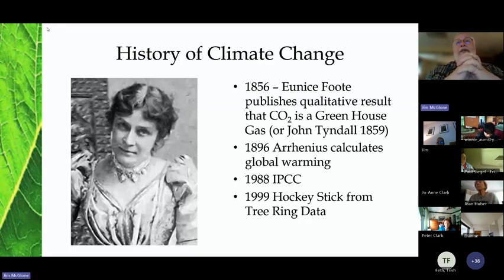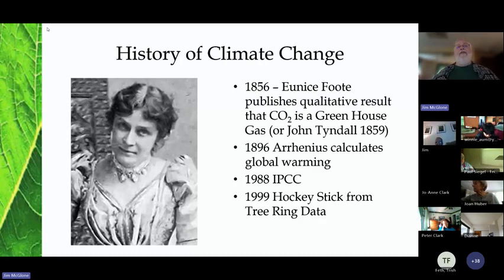In 1896, Arrhenius, the Swedish chemist, actually sat down and calculated how much warming had occurred as a result of burning coal during the Industrial Revolution. And now he was a Swede, so he thought the idea of warming the planet, where they would have longer growing seasons and warmer winters in Sweden, was a good idea. He may have had a different take on it if he was from a more moderate climate, but that's where we first calculated global warming in 1896.